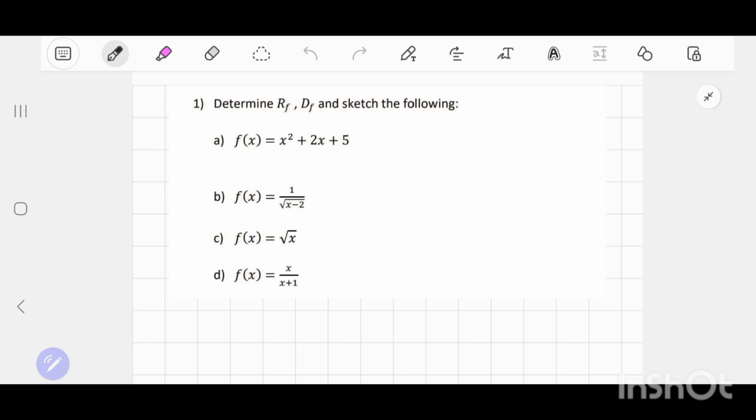I've got all of them in their own variety. So at least it will help give you the right perspective on how you can find the range, the domain, and also sketch the function. So let's not waste time and just go through it once again.